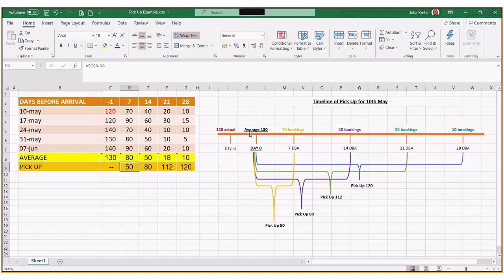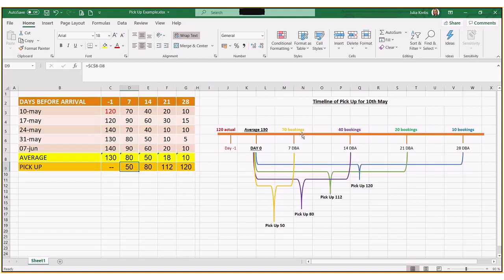That's why I put that up here again as well. Then the same thing, 21 days before with 20 bookings: ideally, we should have a pickup of some 112 bookings before the day of arrival. Then 14 days before arrival, or 2 weeks, we have already 40 bookings in this particular line for the 10th of May. So the pickup on average is 80. That's what we want to pick up before day 0 in order to achieve 130. That's our target, that's our aim.